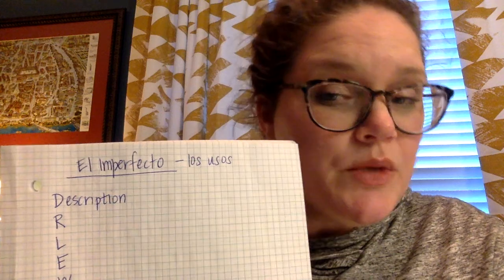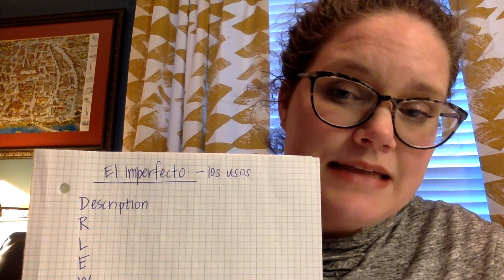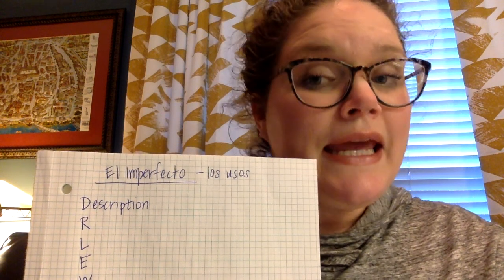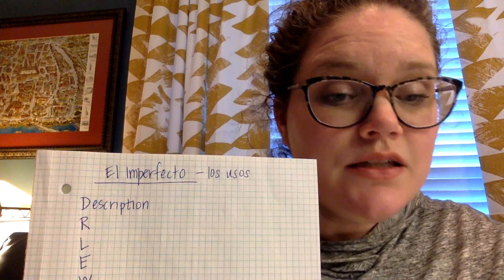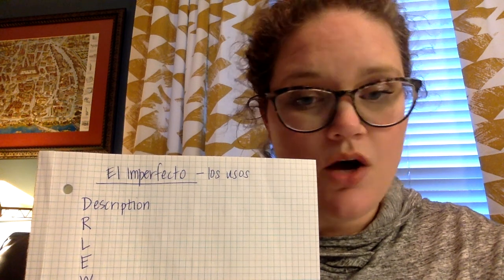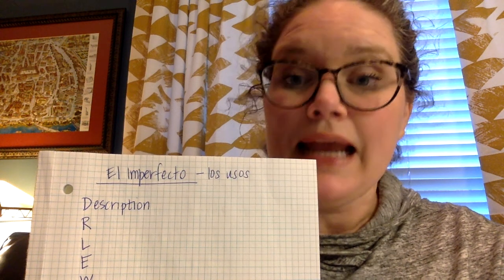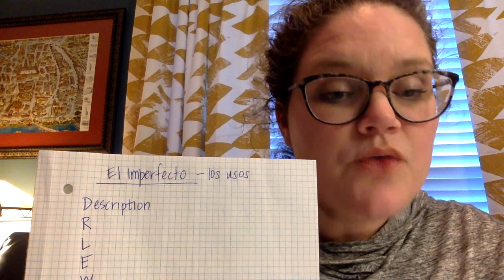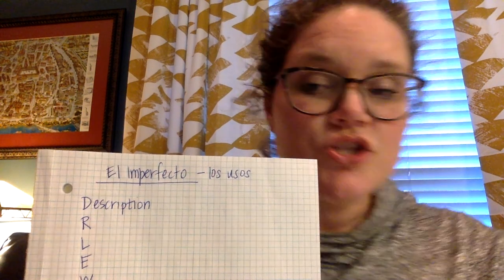We already did that. Remember when we were talking about childhood, we described ourselves and other people in the past. De niña, yo era muy traviesa. So description is always imperfect in the past. Okay, la R. La R representa repeated past action. So in English, we would say used to. So for example, I might say, I played on the playground as a child. I could also say I used to play on the playground as a child, and it makes perfect sense.